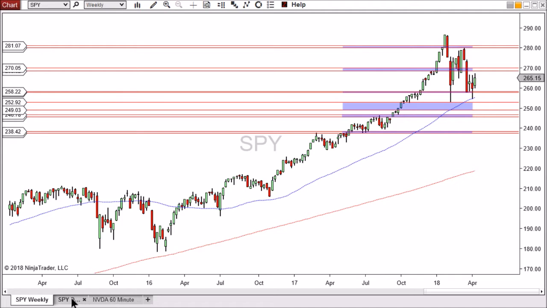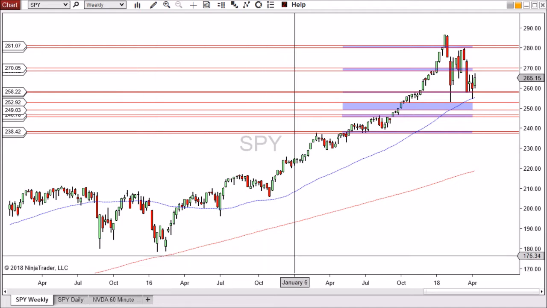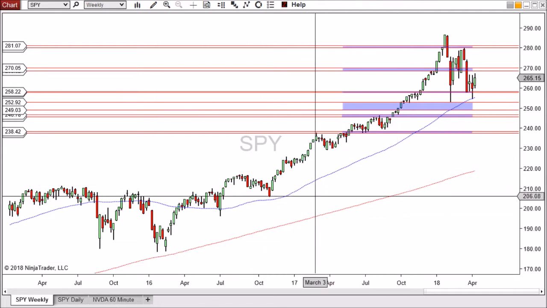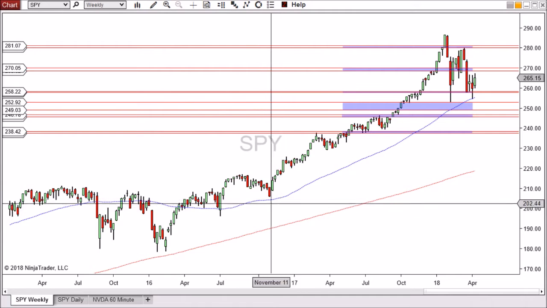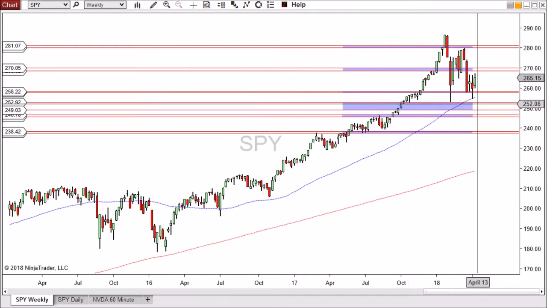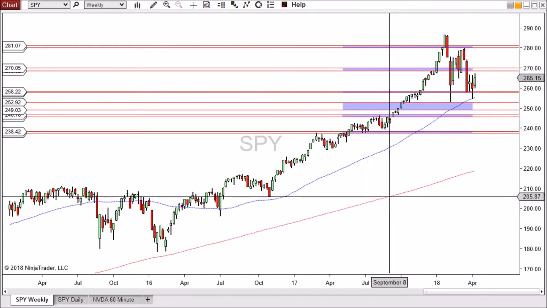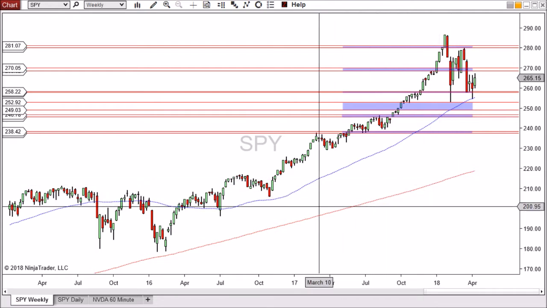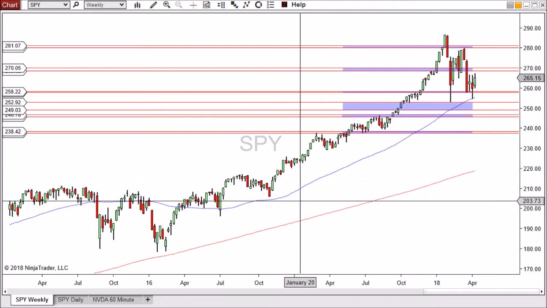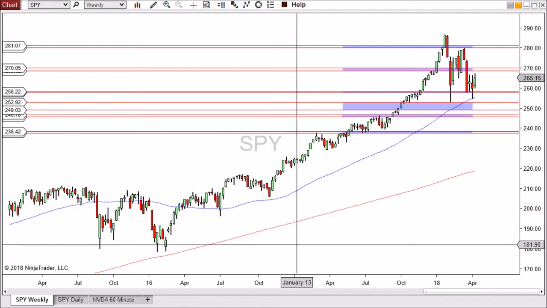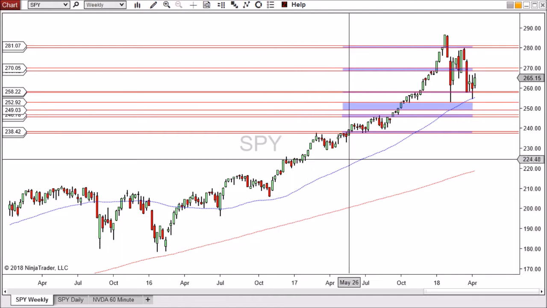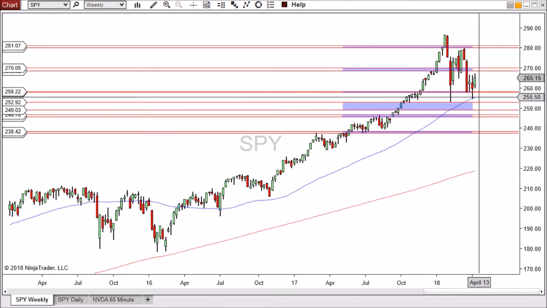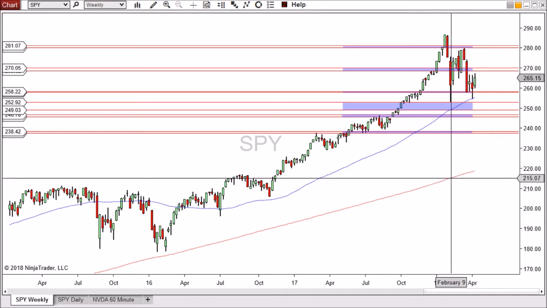So just go to multiple time frames here. We're going to start with the weekly. As you can see, once again, I put up the 50 period SMA and also the 200 period SMA just to help visualize the trend. You can see that the 50 period is still rising, so is the 200, on a weekly basis.